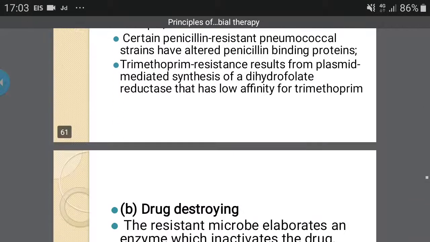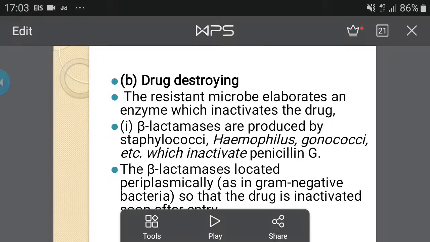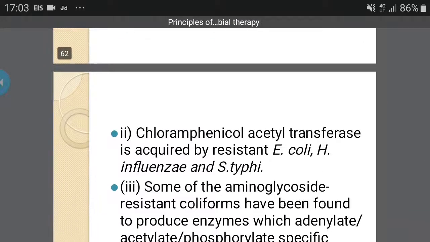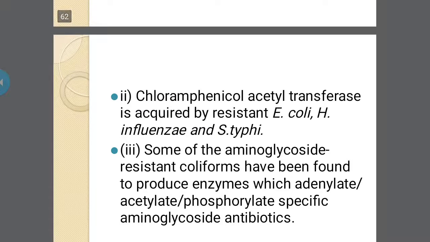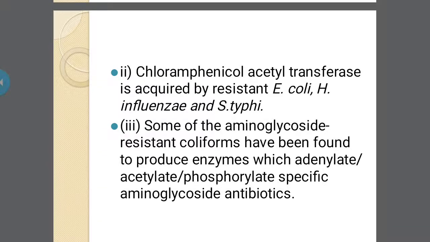So drug tolerance means alteration of the target protein. Drug destroying means destruction of the antimicrobial by production of an enzyme by the bacteria. Also, chloramphenicol acetyl transferase is acquired by resistant E. coli, H. influenzae, and Salmonella typhi. Some of the aminoglycoside resistant coliforms have been found to produce enzymes which adenylate, acetylate or phosphorylate specific aminoglycoside antibiotics. So, apart from beta-lactamase, chloramphenicol acetyl transferase is another example of a drug destroying enzyme. Also, aminoglycosides can be destroyed by adenylation, acetylation, or phosphorylation.